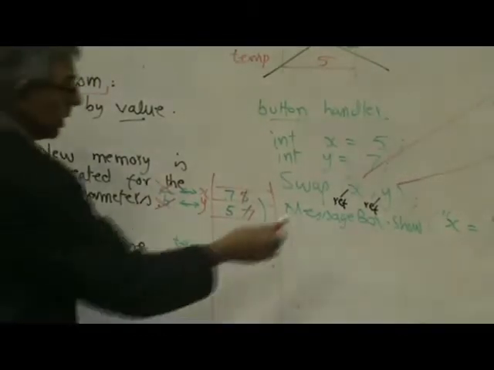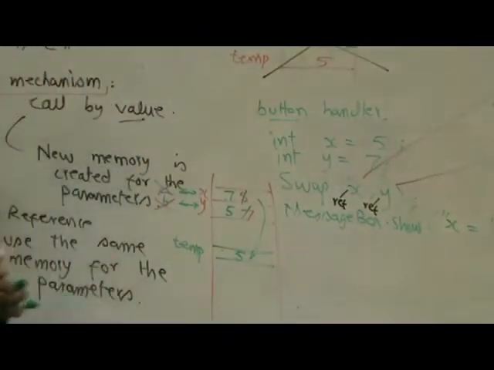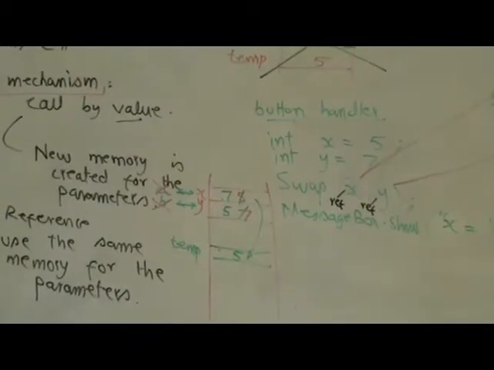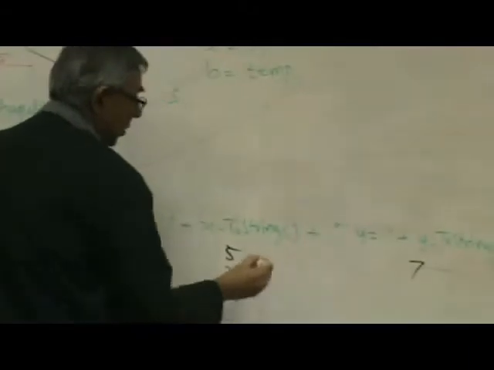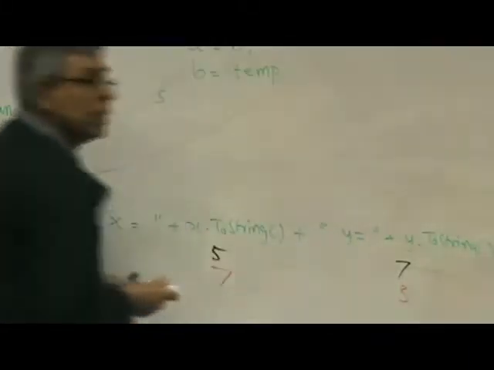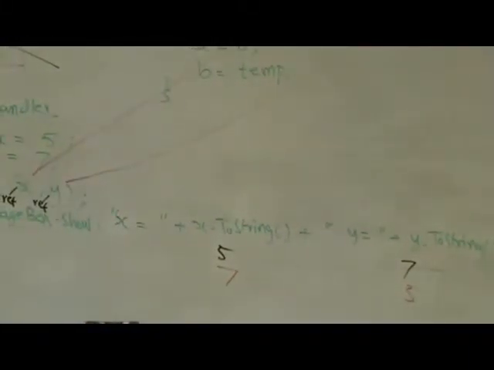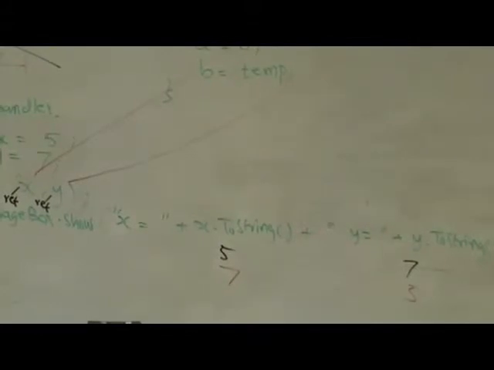So now if we go and try to print it over here, what will we find? 7 and 5, 7 and 5 in the memory, right? So the moral of the story is, if you want the function to change the parameters, what do you have to do? Call by reference. Otherwise, if you don't want the function to change your data, then leave the default, which is call by value.